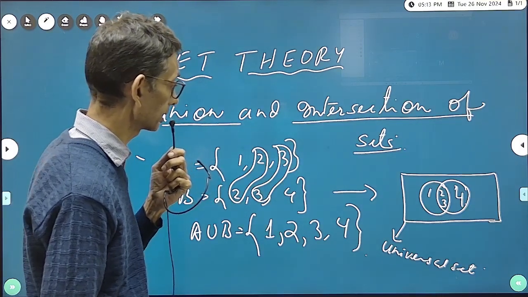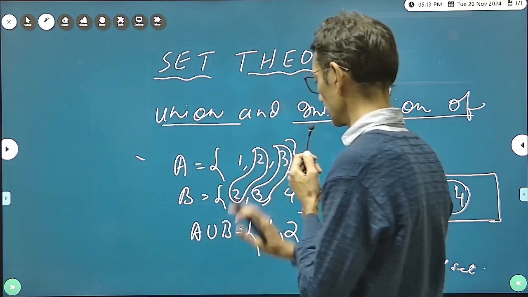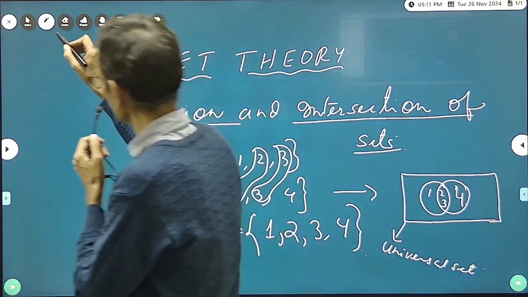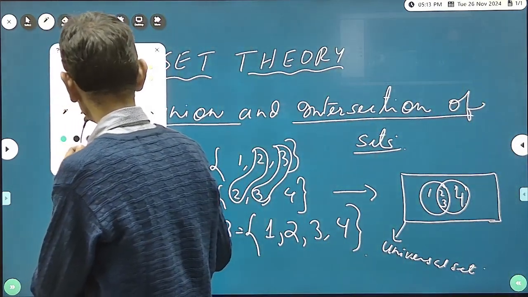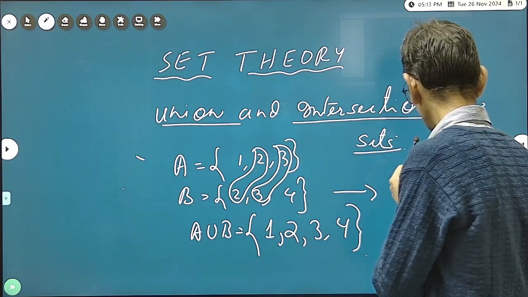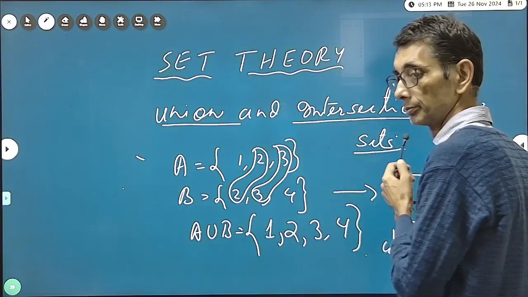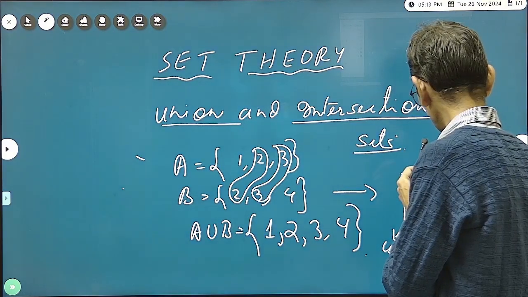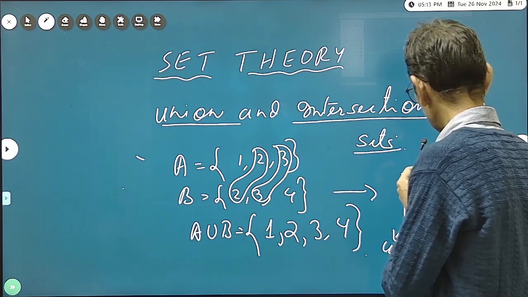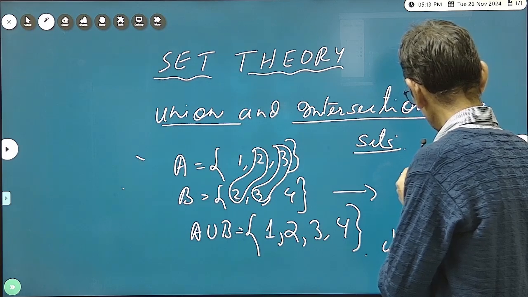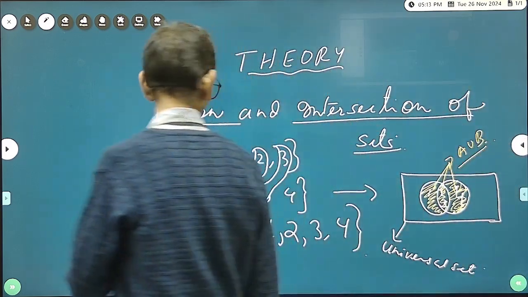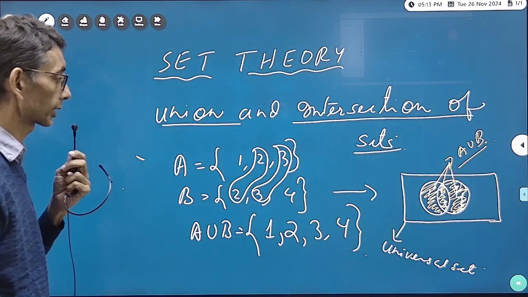Now how do we represent A union B in the Venn diagram? You have to shade the region. If I shade, the common and uncommon parts all come. This is uncommon, this will come. This is common, this will also come. This is uncommon, this also comes. Then this shaded portion will represent A union B.